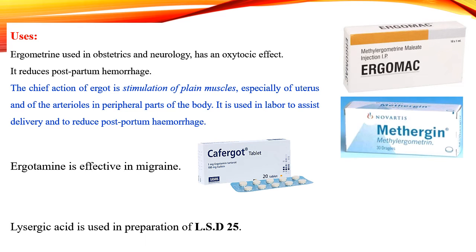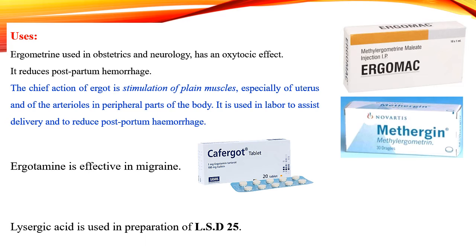There are several medical uses of ergot alkaloids, especially ergometrine, which is used in obstetrics and neurology. It has an oxytocic effect, reducing postpartum hemorrhage. Many preparations contain ergometrine or its methyl derivatives, such as Ergomac and Methergine.